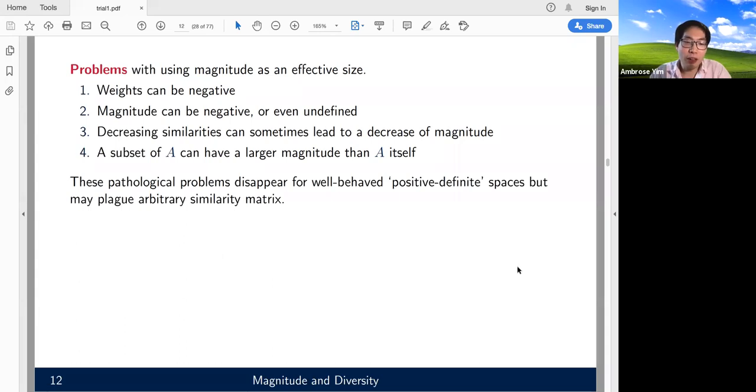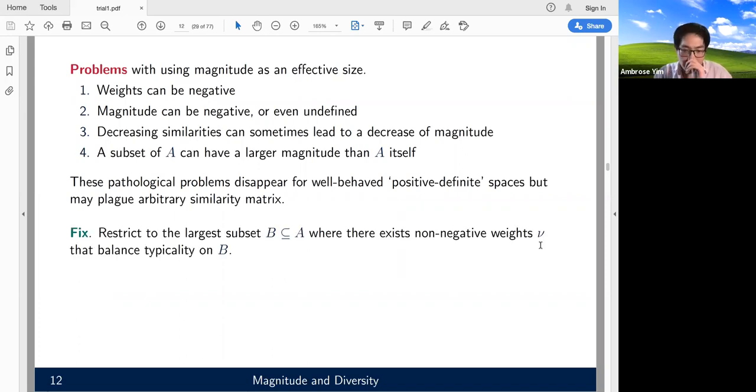So these pathological problems appear when we move away from well-behaved systems to real-world data, such as looking at similarities of articles. That might very well be the case. There's no guarantee that those spaces are well-behaved. So here is the fix. The root of all evil is actually the fact that we allowed weights to be negative in the first place. So we now restrict our weights to be positive or zero.